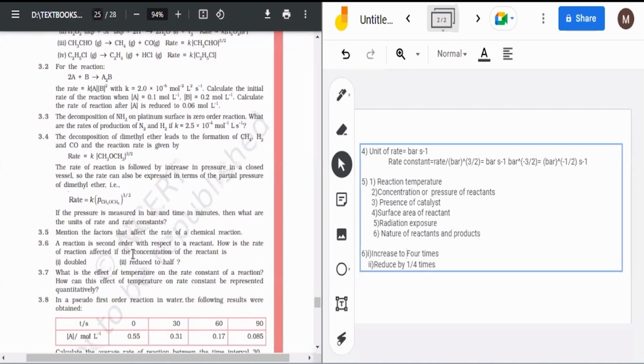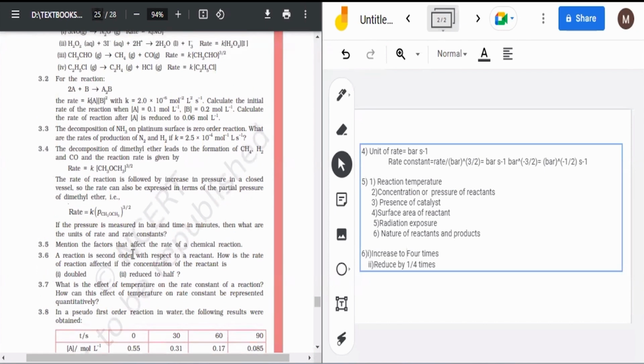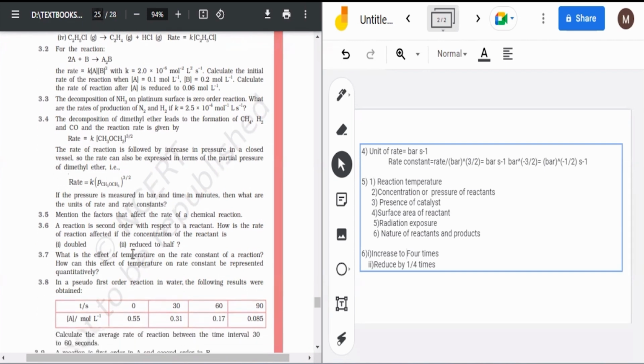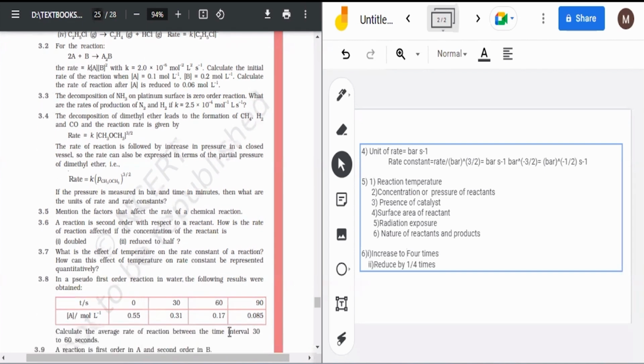So I will do one thing: the rest of the questions I will cover in my other session. I hope you have understood it. This chapter is not as such difficult. Just read carefully about the differential and integrated rate laws. The rest of the things are easy. What is the rate? What is the rate constant? What are the units? These things are easy. Just take care of the integrated rate law because students face trouble there. We will do the rest of the questions in our next session. I hope you understood it. Thank you.